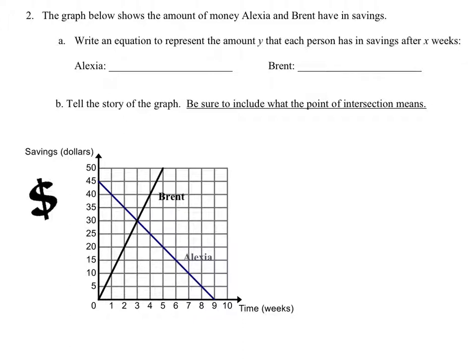All right, as it turns out, Brent, since his line is steeper, he is saving money faster than Alexia is spending hers. Okay, well, what does this mean? Well, to write the equation, there's just two things we need. We got y equals mx plus b. m is the slope, b is the y-intercept.